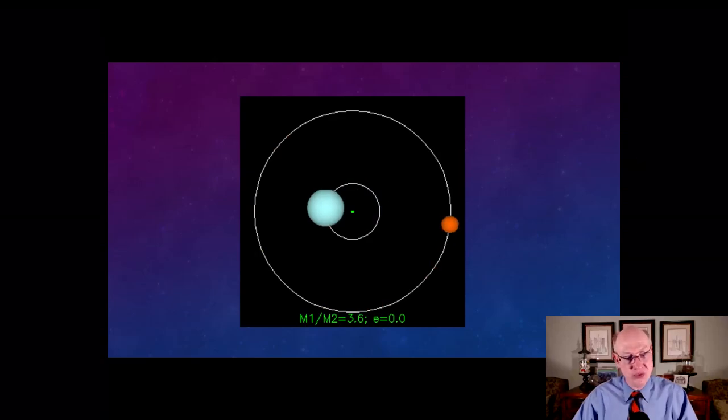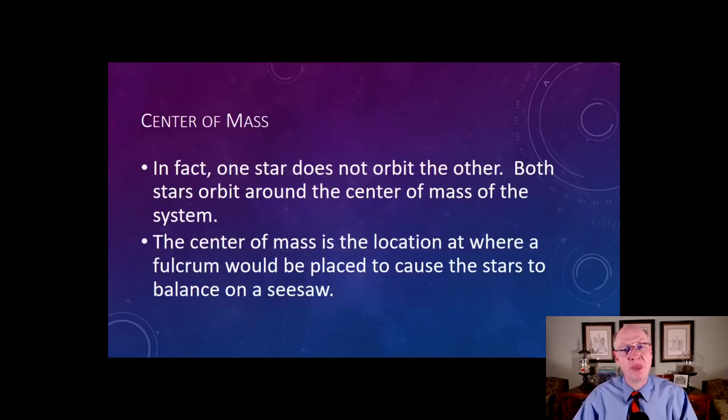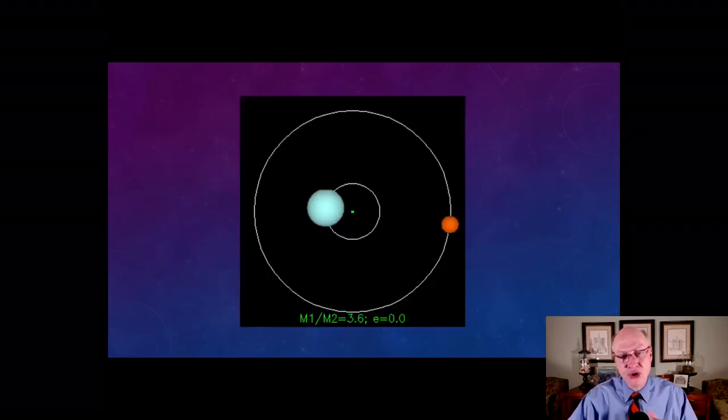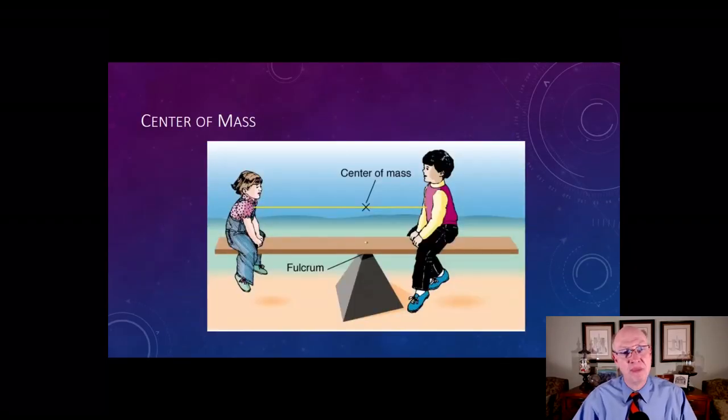And in fact, both stars are orbiting a point in the middle that's called the center of mass of the system. So one star doesn't orbit the other. They're both orbiting one another, and in fact, they're both orbiting the center of mass of the system. So how do you determine where the center of mass of the system is? Well, to do that, you imagine a giant seesaw. And the center of mass is where you would put the fulcrum of the seesaw to balance the two out, right?